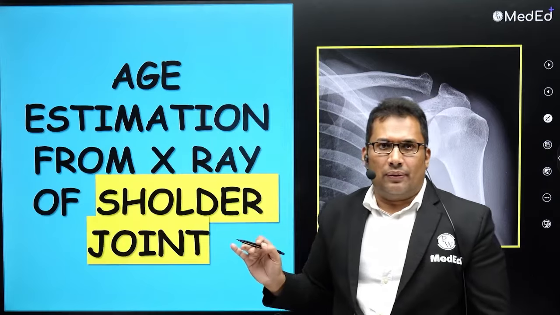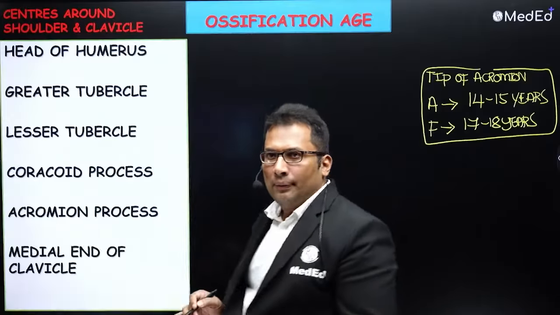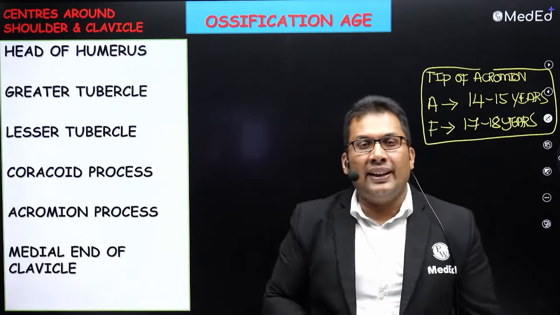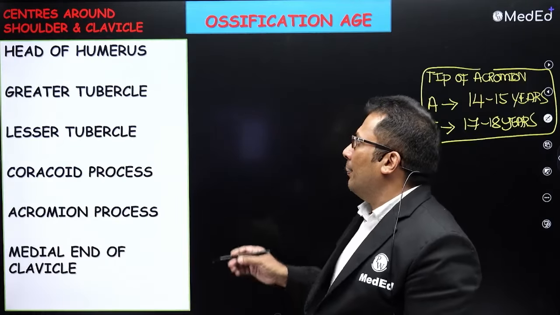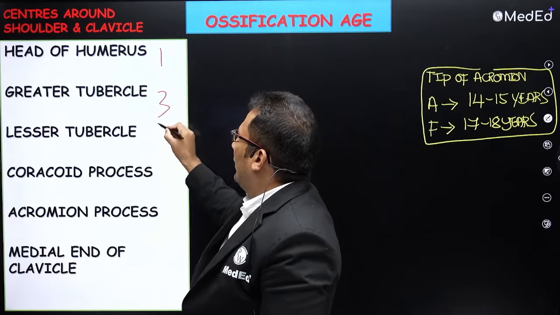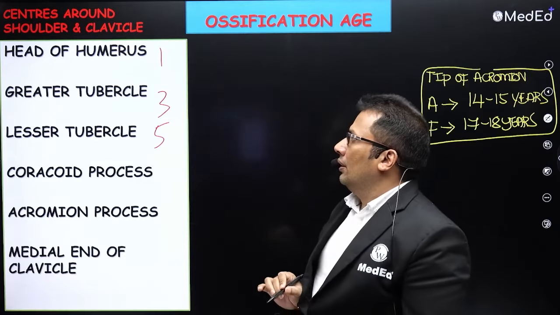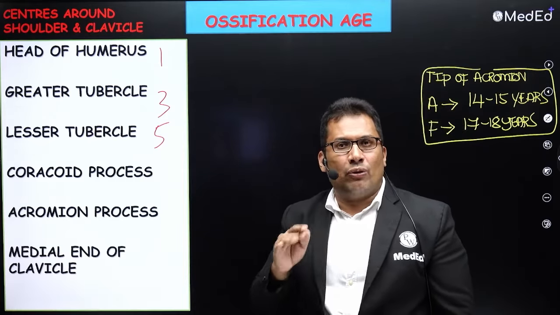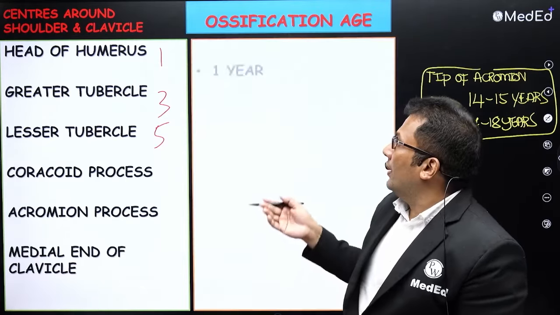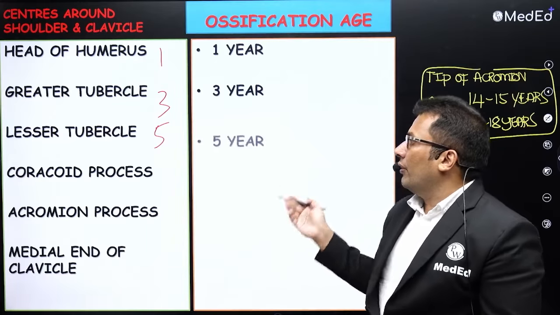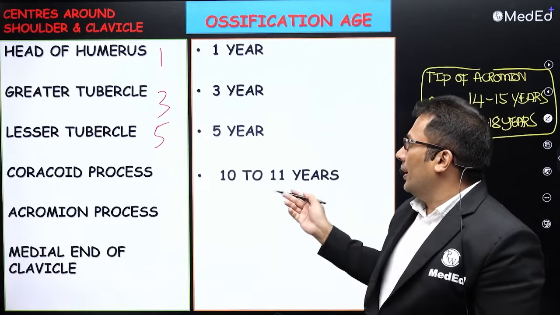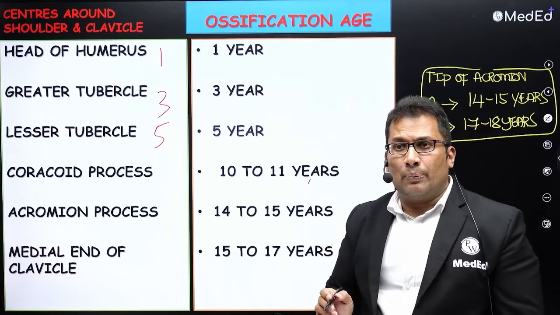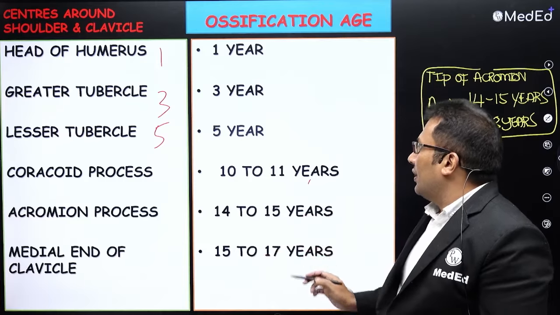Then shoulder joint. Shoulder joint: head of the humerus, greater tubercle, lesser tubercle. I remember it like this: 1, 3, 5. Again, in femur also, you can remember 1, 4, 14. So 1 year, 3 years and 5 years. Coracoid process 10 to 11 years. Acromion 14, 15 years. Medial end of clavicle, sometimes they can ask you, that is 15 to 17 years.